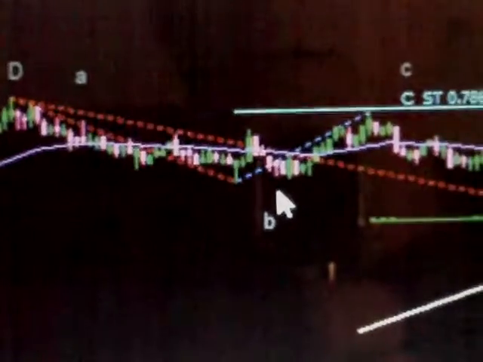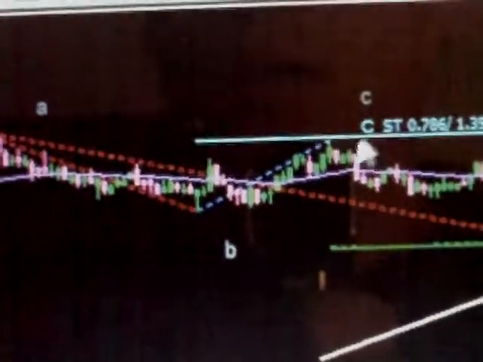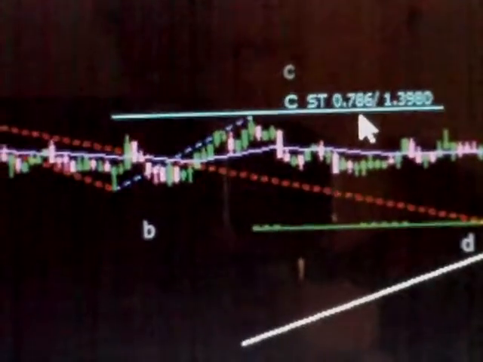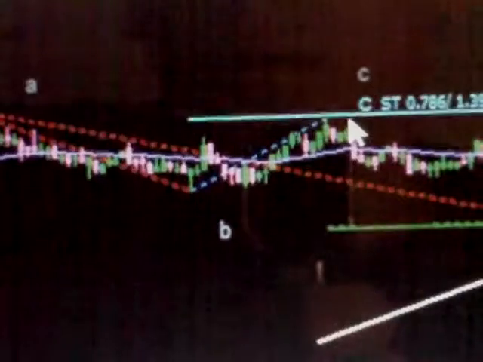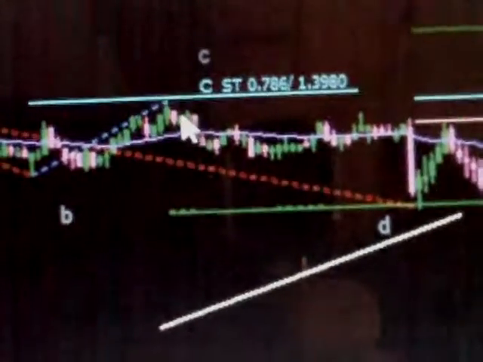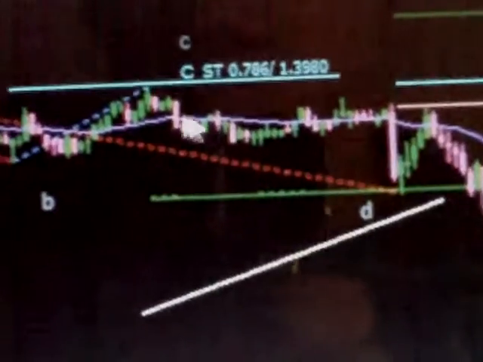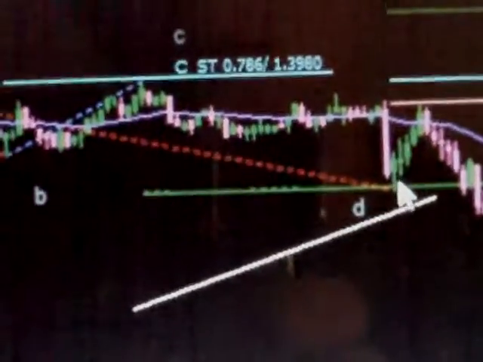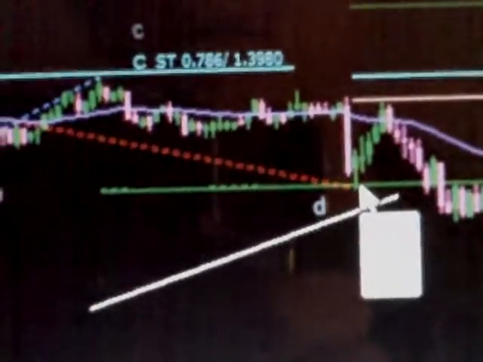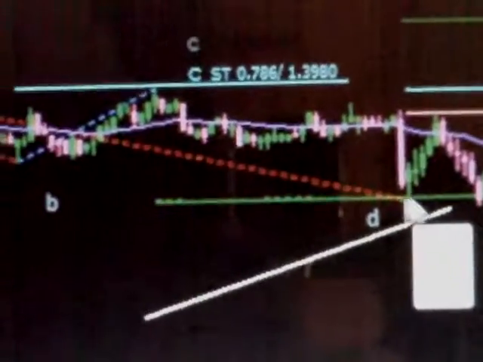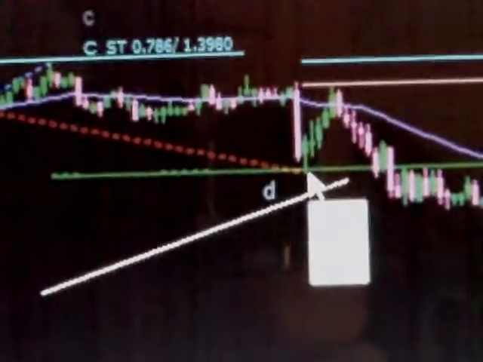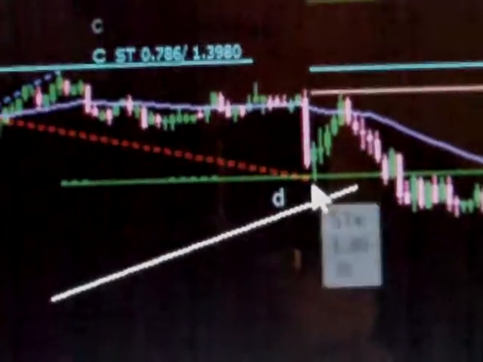From A it declines to B, and it tries to rally again, but it terminates at 7A6 of this A to B point, retracing this C. And then from this 618 it continues to hit two-step support, and you see that there was a reaction here at point D.